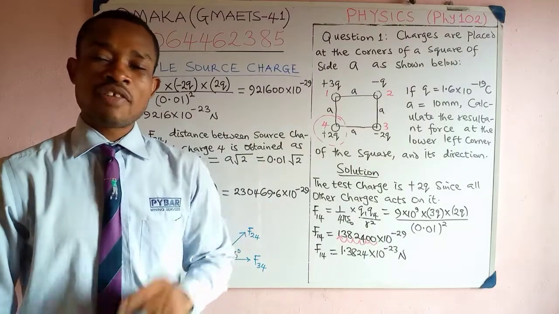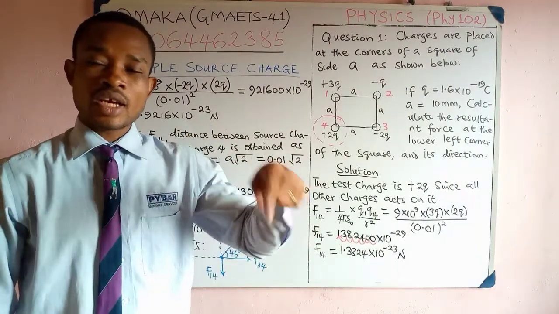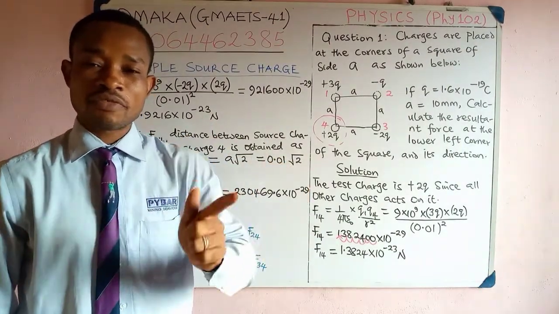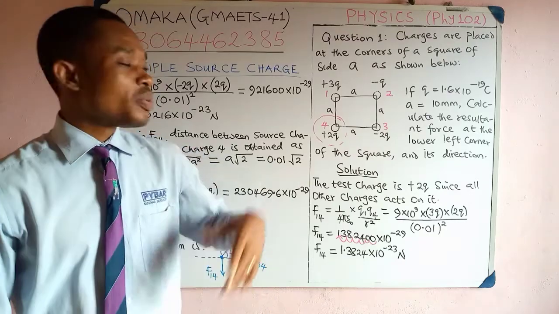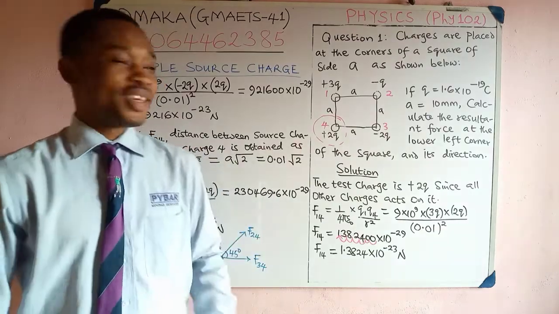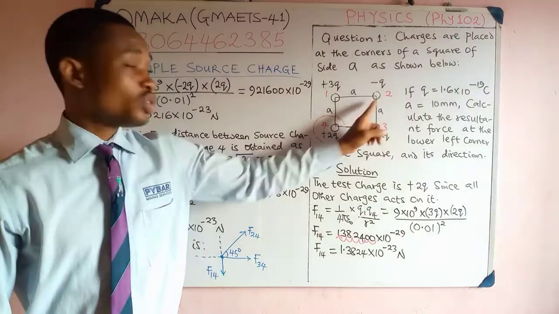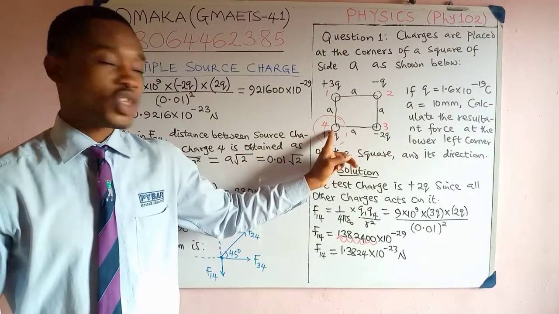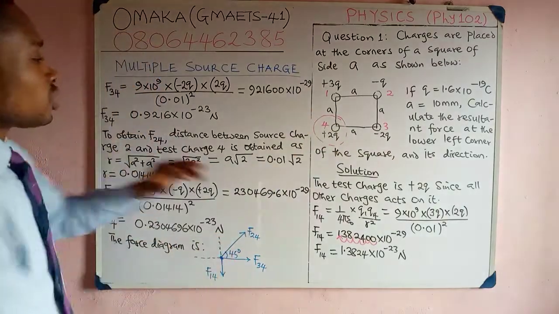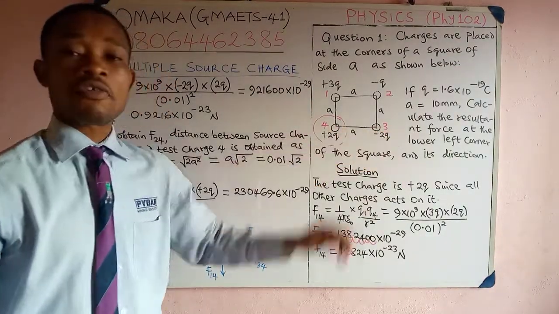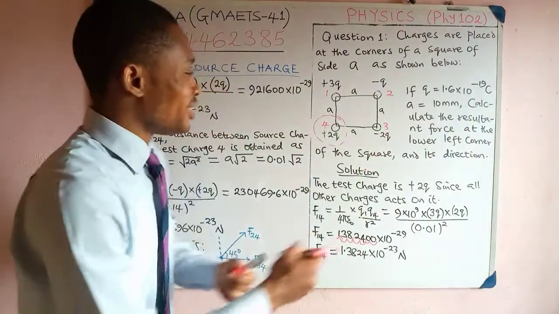We've calculated the force of charge 1 on the test charge 4. All we need to do is to repeat the same process. You come here and calculate the force of point 2 on this test charge. But on the board here, I actually calculated for 3 on 4 first. Is that okay? There is a reason why I did that.